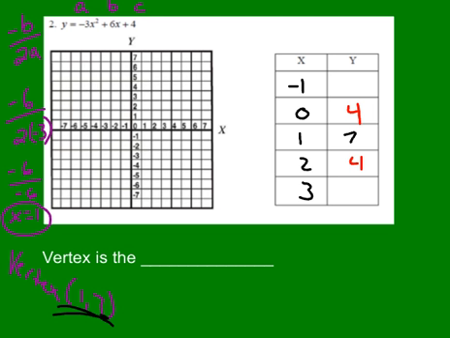Alright, negative 1. Negative 3 times negative 1 squared plus 6 times negative 1 plus 4. So this is going to be negative 1 squared is 1. So it's going to be negative 1 times negative 3 minus 6 plus 4. Negative 3 minus 6 is negative 9 plus 4, which is negative 5.